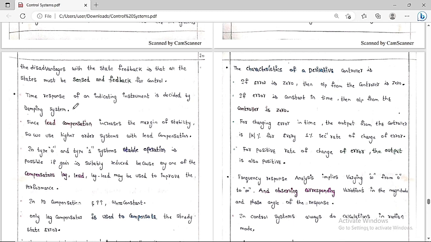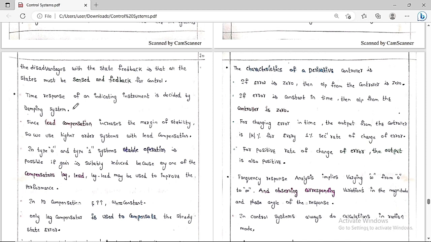Similarly, phase lag compensation decreases the margin of stability, so it is used for low order systems. This point you always have to keep in mind. As I already told you, lead compensation has a dominant zero and an insignificant pole. Whenever you add a dominant zero, the root locus shifts to the left half of the s-plane, so the stability of the system increases. That is why we use lead compensation only for higher order systems.